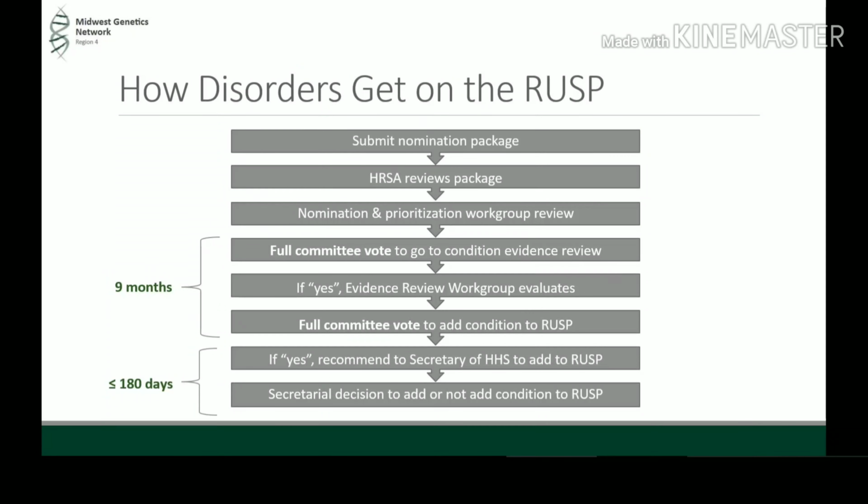The full committee at this time votes on whether or not they will recommend the disorder for inclusion on the RUSP. If they do vote yes, the full committee's recommendation for inclusion on the RUSP is sent to the Secretary of Health and Human Services, and he or she ultimately has the authority to add the disorder or not to the RUSP. The Secretary is given 180 days to make this final determination. So you can see it's quite a robust process to officially add a disorder to this federal RUSP. Next slide.